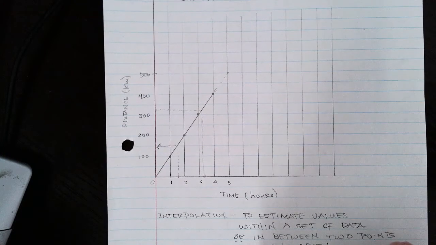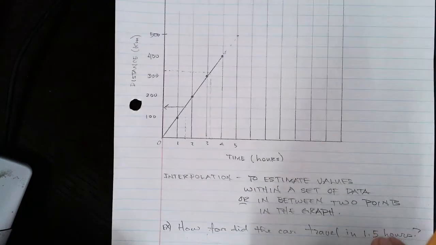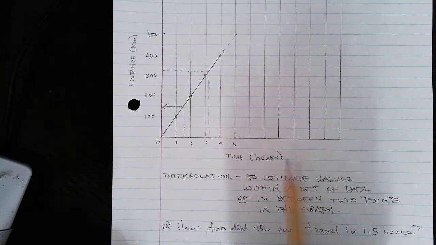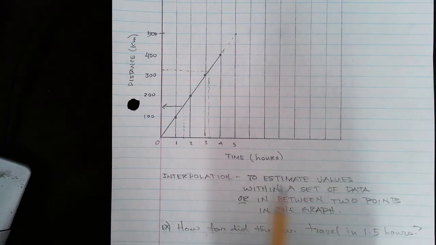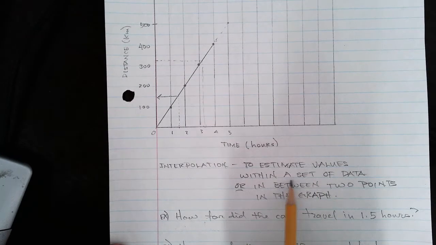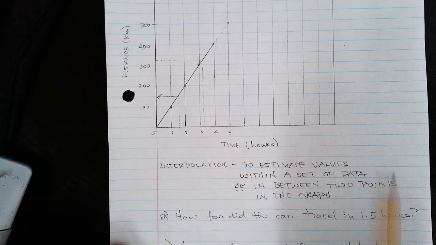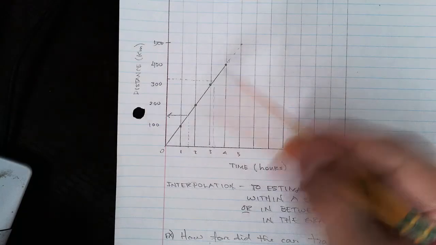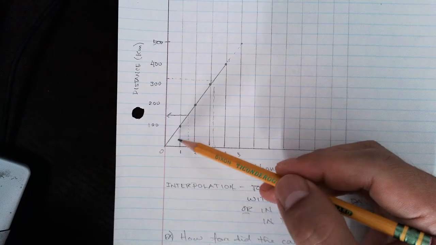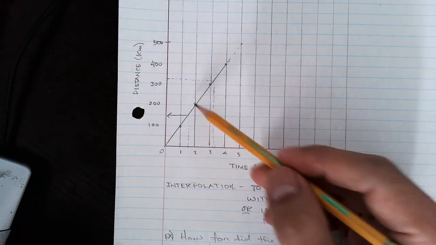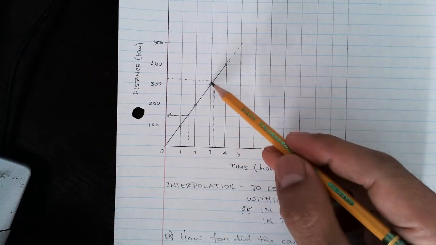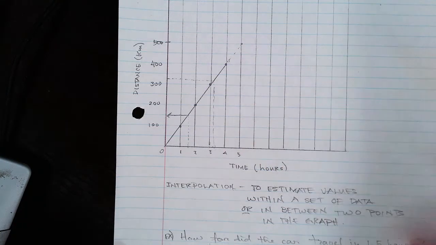So the first thing we're going to do is give you an example using this graph: estimate values using interpolation. Interpolation is basically estimating values within a given set of data, or in between two points in a graph. So here's our graph. Let's say this is our original set, from here to here. Notice that in 1 hour it travels 100 kilometers, 2 hours it travels 200 kilometers, 3 hours 300 kilometers, 4 hours 400 kilometers, etc.